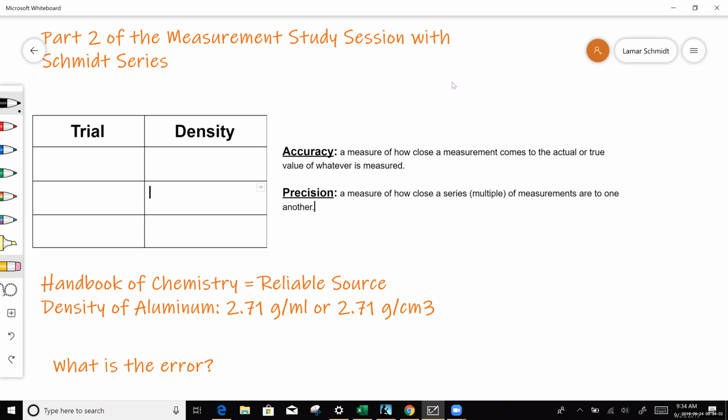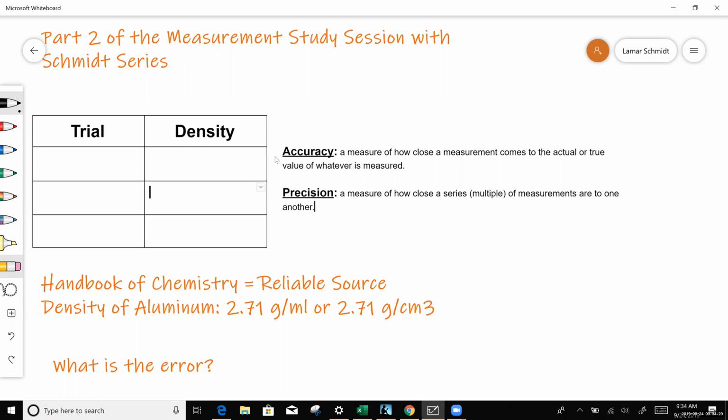Part 1 I put on Google Classroom. You should see that. It's a measurement video as far as using a ruler. Be sure to look at part 1. Part 1 is a very necessary component of the test. So what we're looking at here is part of the test, and I have created the test, and I just want to go over certain things.